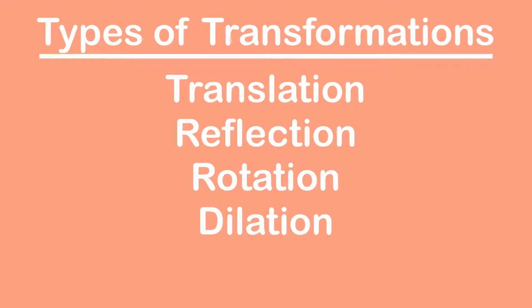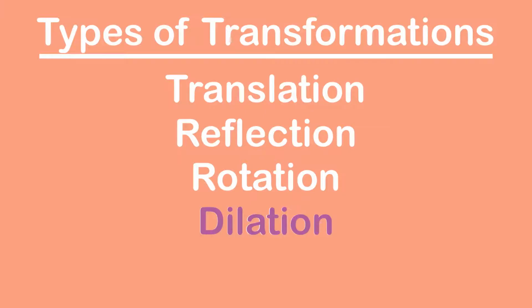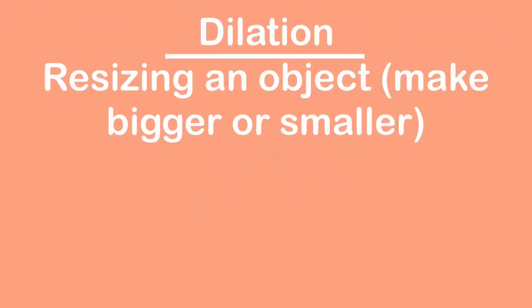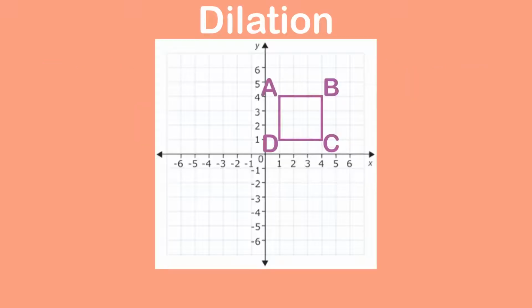Recall the 4 types of transformations: translation, reflection, rotation, and dilation. Today we will be talking about doing dilations. A dilation is when you resize an object by making it bigger or smaller. Recall this example from the Identifying Transformations video. We will talk about the specifics of doing a dilation today.